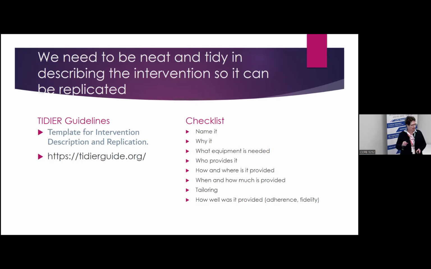So the template has, name it. You have to have some sort of name. Why this intervention and not some other intervention? What, do you need any specialized equipment? Who provides this intervention? How and where is it provided? When and how much is provided? What is the tailoring? And how well was it provided, looking at both adherence and fidelity to the protocol? As with anything like CONSORT, you write it down, and that is an essential ingredient for a complex intervention.